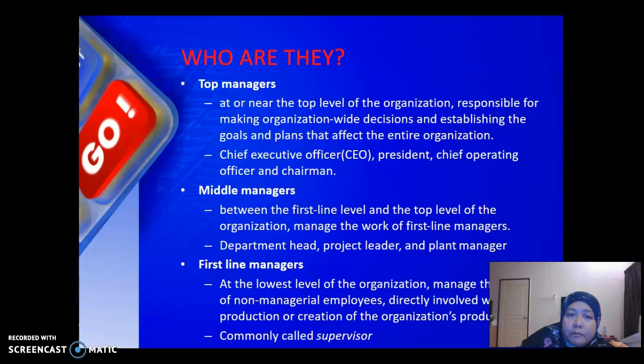Middle managers are between the first line and the top level, and they manage the work of the first line managers, such as the head of department, the project leader, or the plant manager. The first line is at the lowest level of manager. It's not the lowest level in the organization, but the lowest level among managers. They manage the work of non-managerial employees and are involved in the production and creation of the organization's product. Commonly, we call them the supervisor.